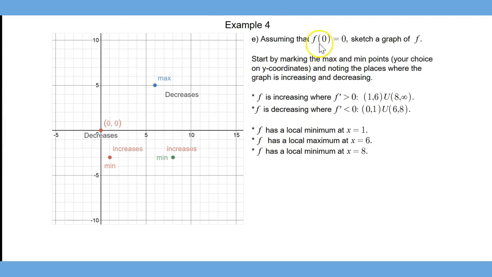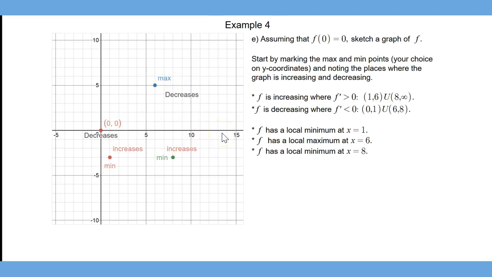So then they're giving you a point, f of 0 equals 0, so they're giving you just one point to start with, and then you're supposed to sketch the graph of f. So this is going to be in the lab as well. It's helpful to mark off along the x-axis the places where it's going to be increasing and decreasing, kind of marking off, okay, my graph might appear up here and it'd be decreasing here and increasing here.